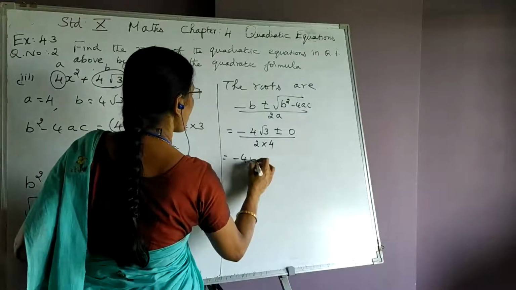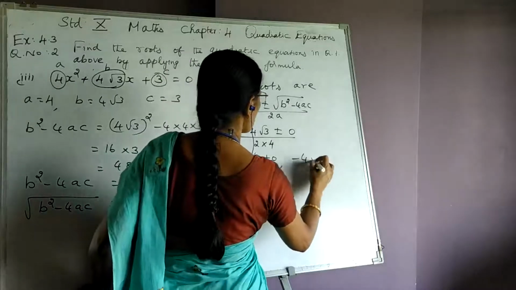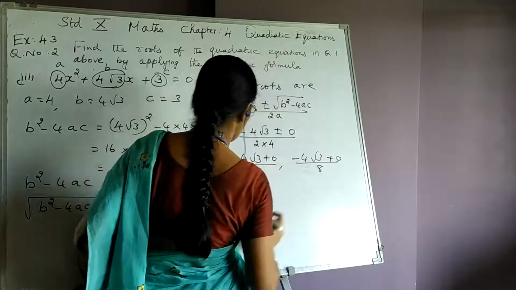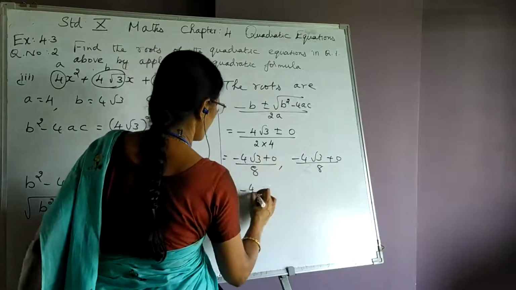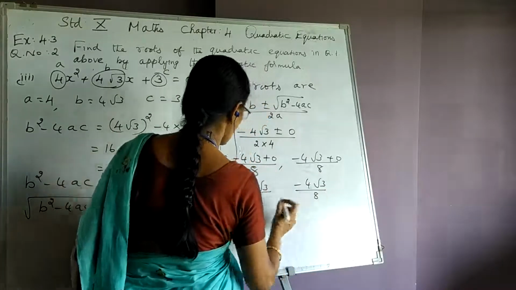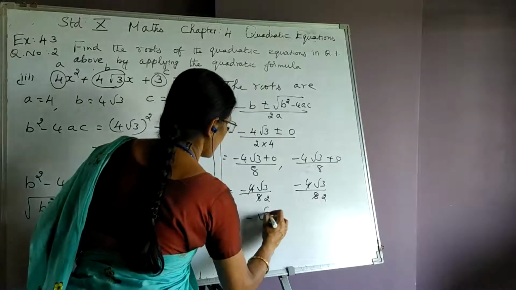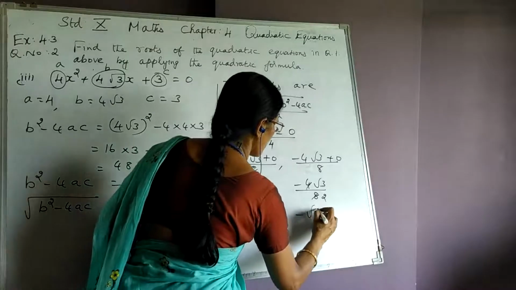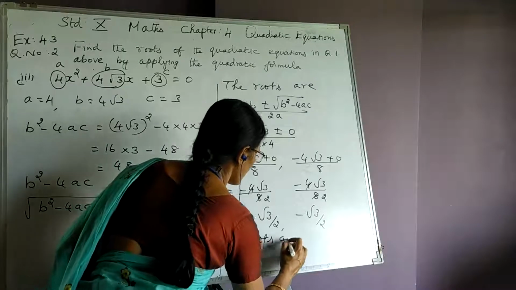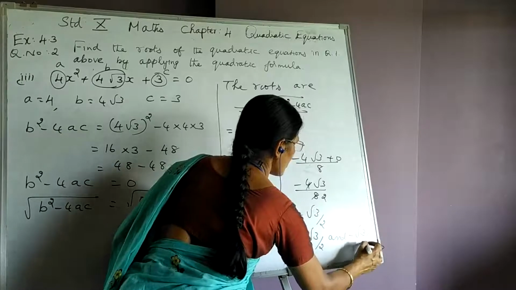Therefore, it is minus 4 root 3 plus 0 upon 2 into 4, which is 8 here. So if you add 0 with any number, we get the same number upon 8. Here also 4 root 3 upon 8 can be simplified. Therefore, the required roots are root 3 upon 2 and root 3 upon 2. Conclusion is the roots are minus root 3 upon 2 and minus root 3 upon 2.